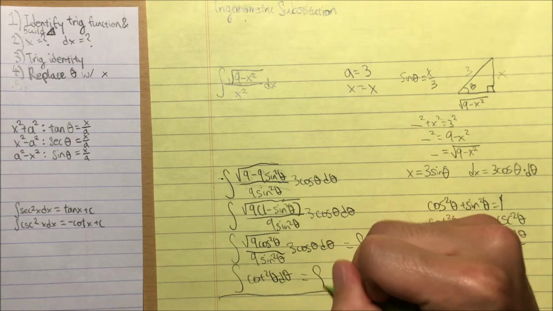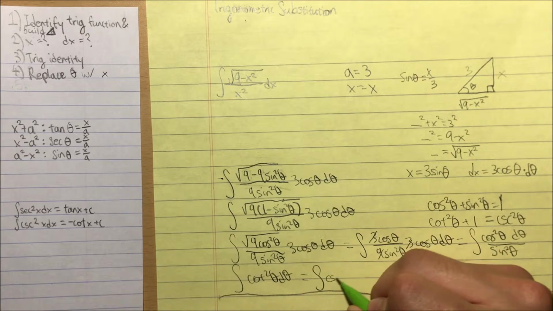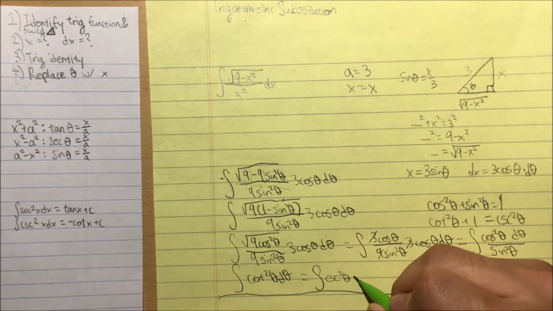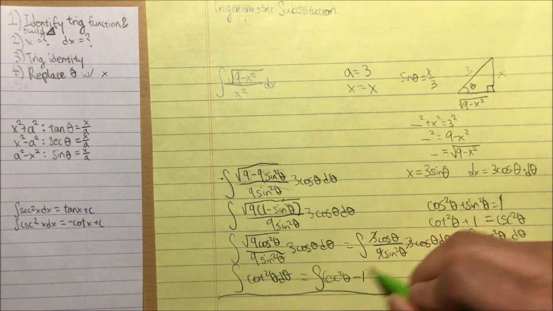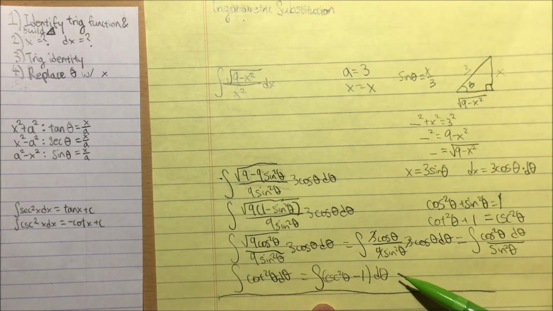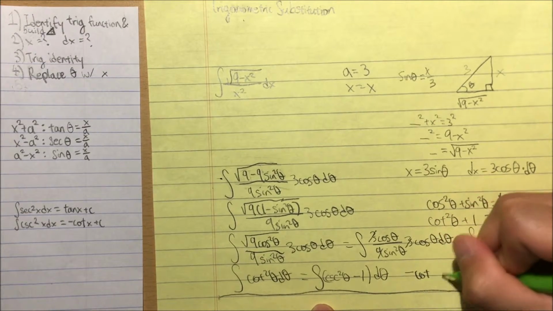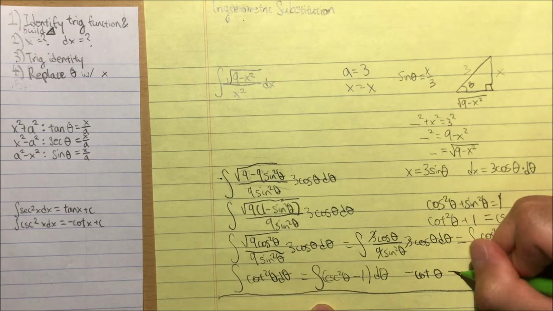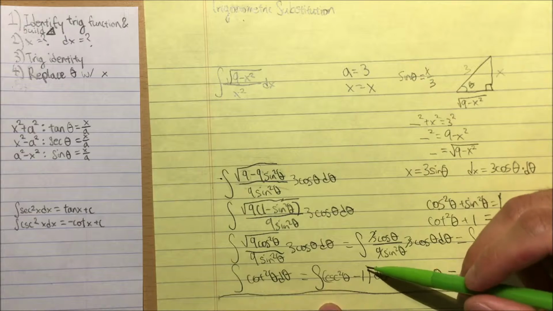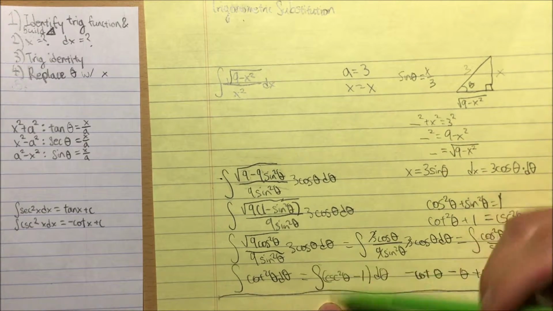And that means this equals the integral of cosecant squared of theta minus 1, all multiplied by d theta. And the integral of this expression equals negative cotangent of theta minus the integral of 1, which is simply theta, and then plus C because it's an indefinite integral.